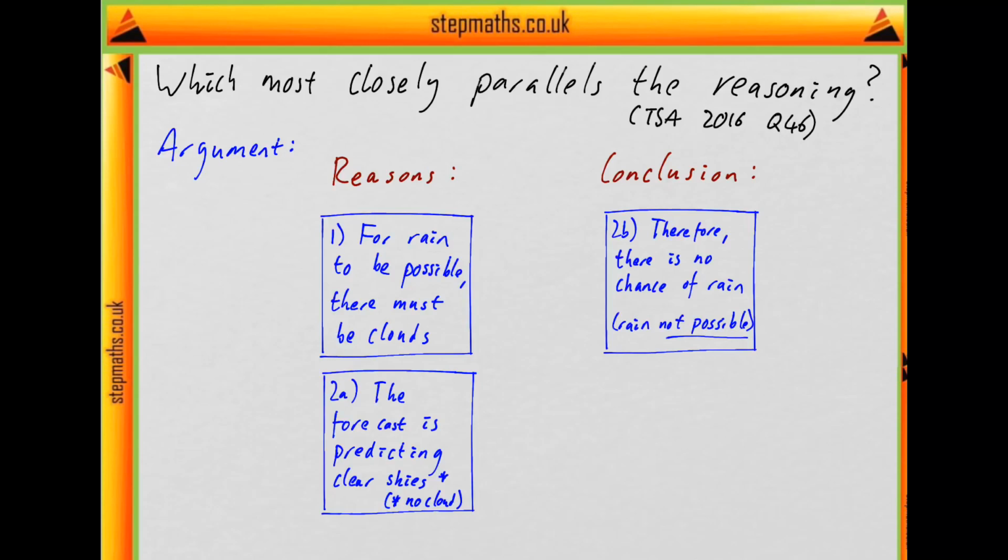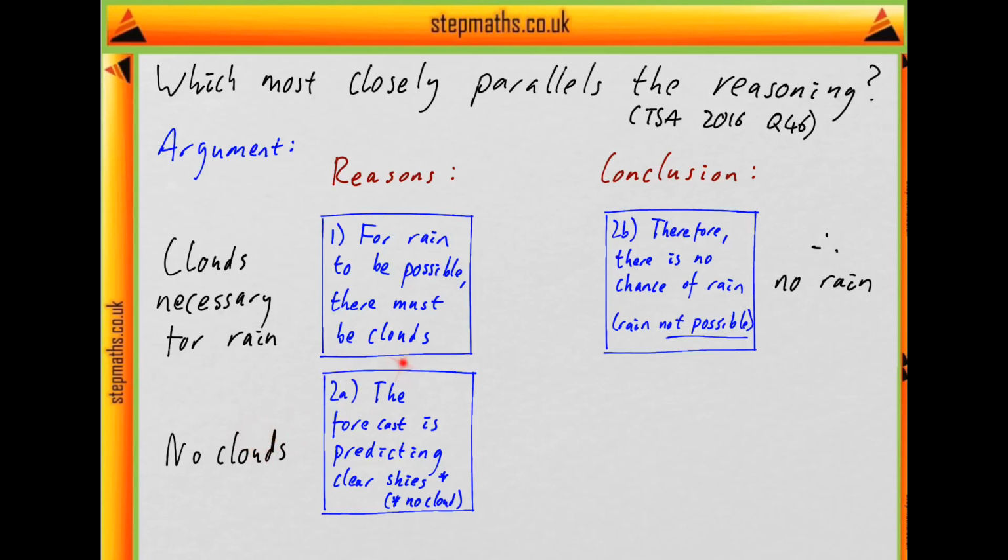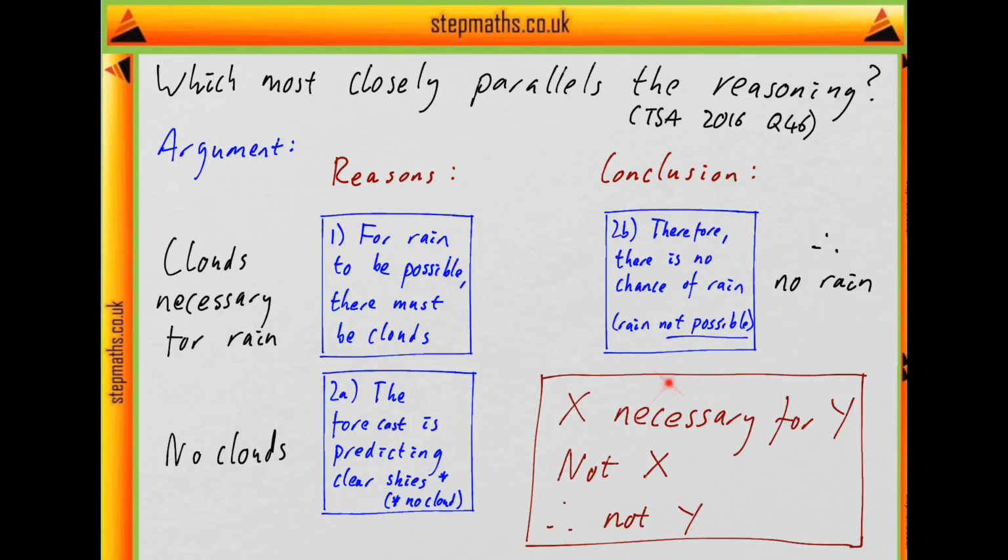It's talking about a necessary condition. It's saying clouds are a necessary condition for rain, and there aren't any clouds, so there can't be any rain. So the first sentence says clouds are necessary for rain. No, there are no clouds, and therefore there's no rain. So the form we're looking for in the options is something is necessary for something else.